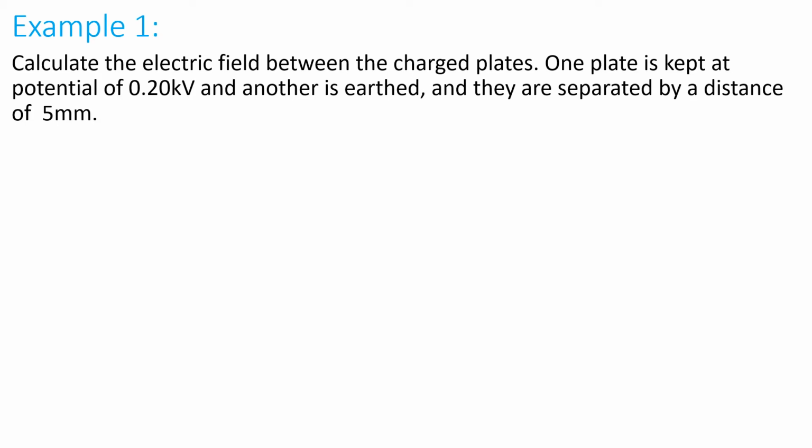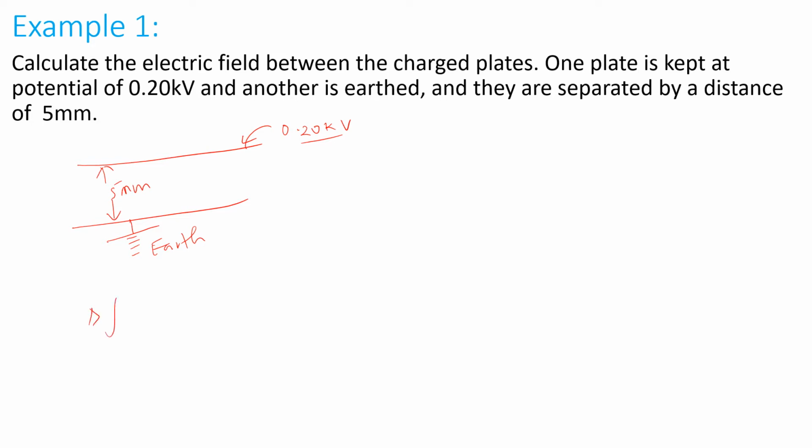We have example number 1, which says: calculate the electric field between the charged plates. One plate is kept at a potential of 0.20 kilovolts and another is earthed, and they are separated by a distance of 5 millimeters. We have one plate and another plate. The lower one, let's say, is earthed, and the upper plate is kept at 0.20 kilovolts. The separation between the plates is 5 millimeters.